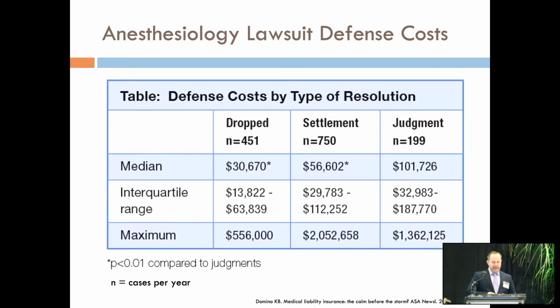So if we look at anesthesia data on defense costs, and this is the most recent data, but it is from 2013, so again, it's almost certainly much higher than this now. These are just the defense costs. So if you got sued and it was settled, the defense cost is about $56,000 on the median, but it has a big range. Even an inexpensive dropped suit is expensive.